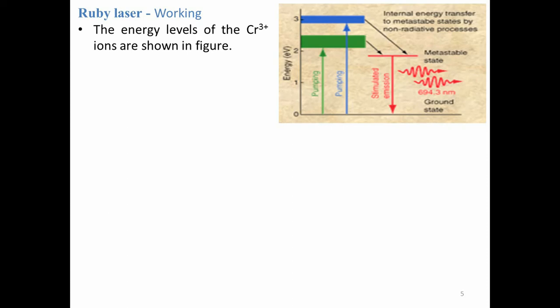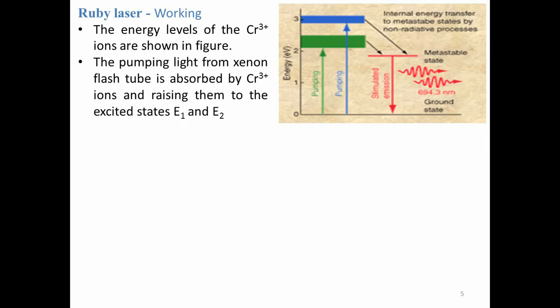Next, working of ruby laser. This figure shows the possible energy levels of Cr3+ ions. In ruby laser, Cr3+ ions are active and the other aluminium and oxygen ions are inert. So these are the energy levels of Cr3+ ions. This is the ground state and this is the metastable state where the lifetime is more, and these two are the two excited states where the lifetime is very small.